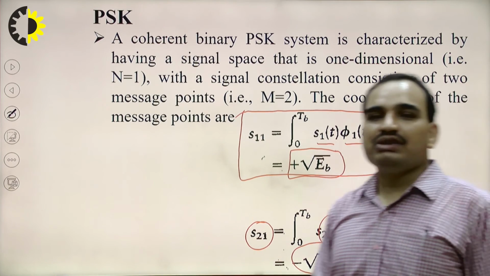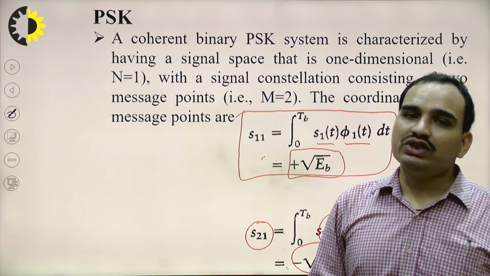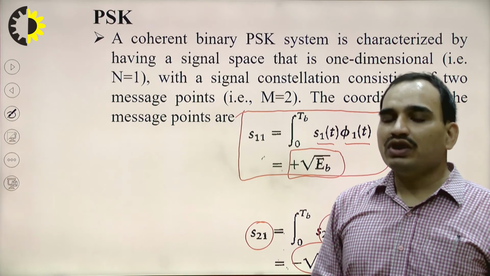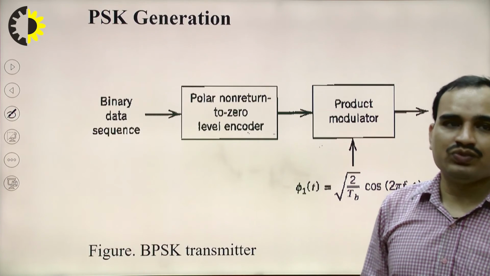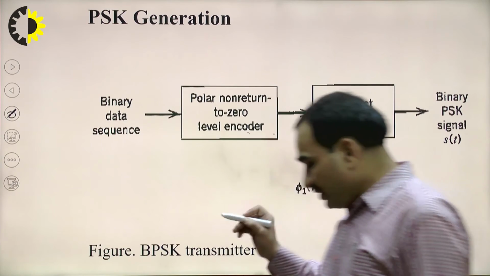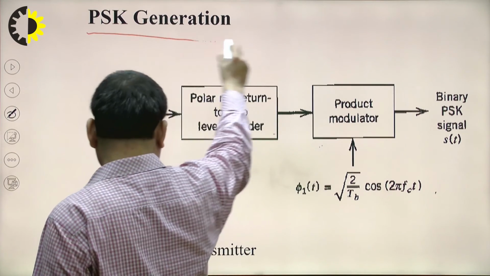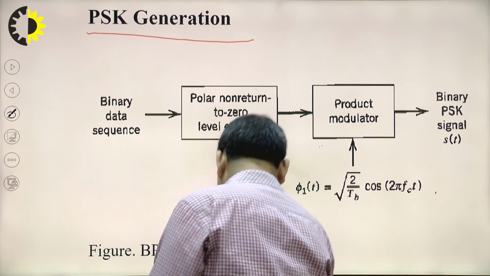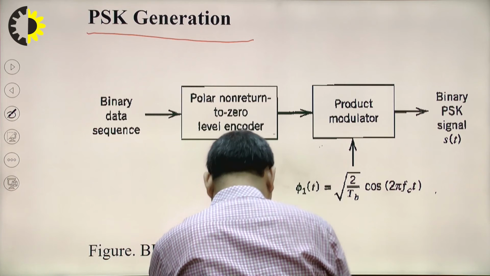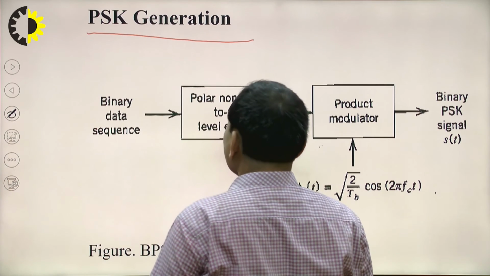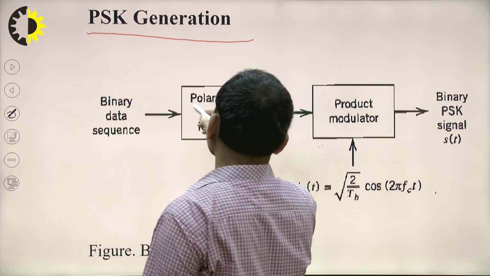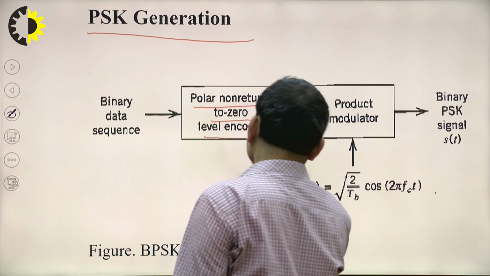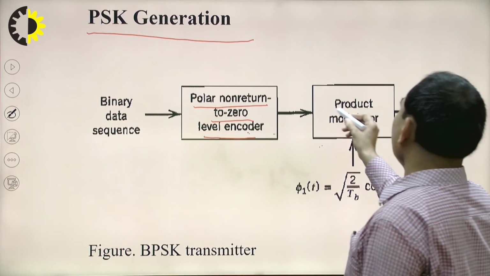So this is the mathematics of how we calculated plus root Eb and minus root Eb for representing the signal space diagram, or the constellation diagram. So how can we generate the PSK signal? We can generate the PSK signal from a binary data sequence, and it goes through a polar non-return to zero level encoder, and this is the product modulator.